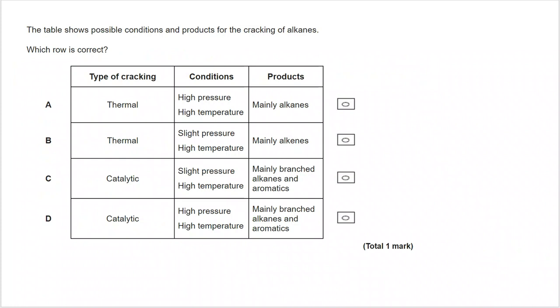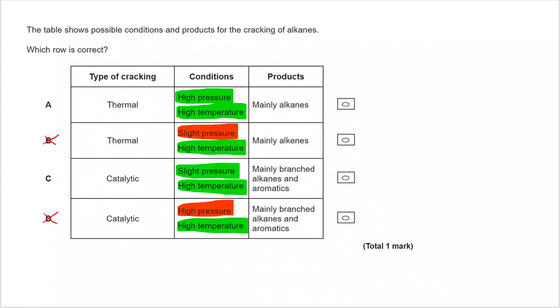And there's a huge amount of factual recall here. You've simply got to know what the conditions are and what the products are for the 2 different types of cracking. So let's go through first and look at the temperatures. All of these are at a high temperature. We've not disregarded any now because thermal and catalytic cracking both take place at high temperatures.